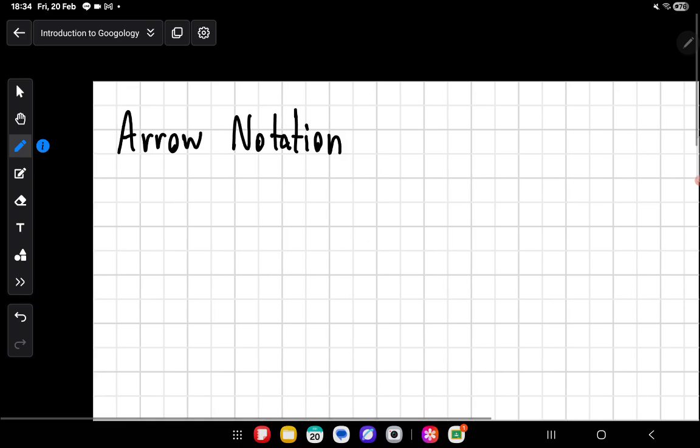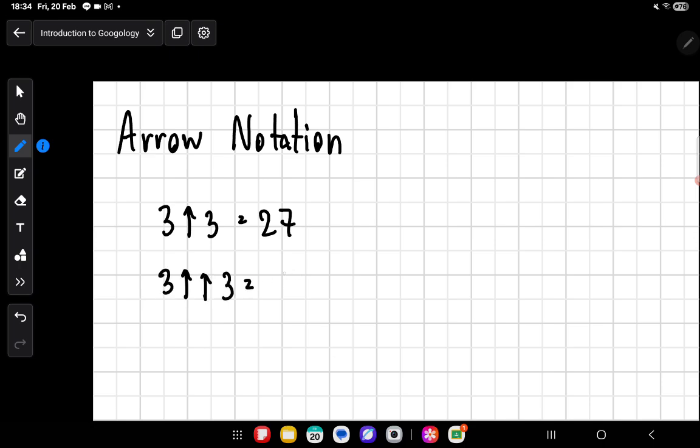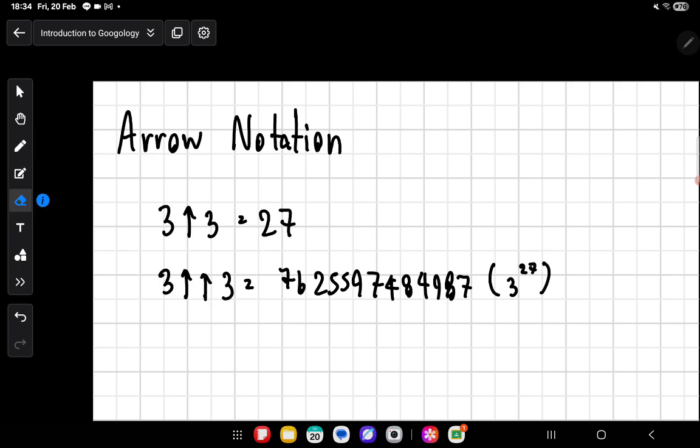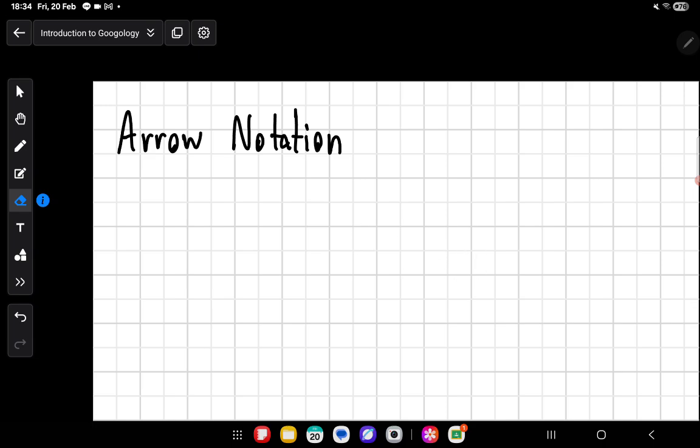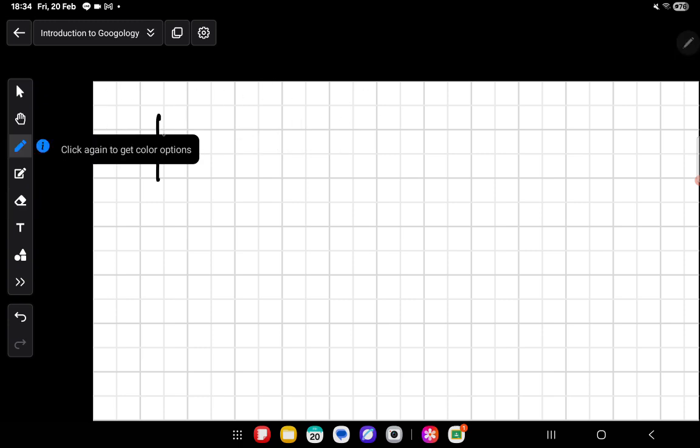So now we understand what the arrow notation does. So 3 up arrow 3 is 27. 3 double up arrow 3 is 7625597484987, which is also 3 to the power of 27. Then you can continue from that point on and create larger numbers with larger numbers of arrows every time. That will be all for part 1.